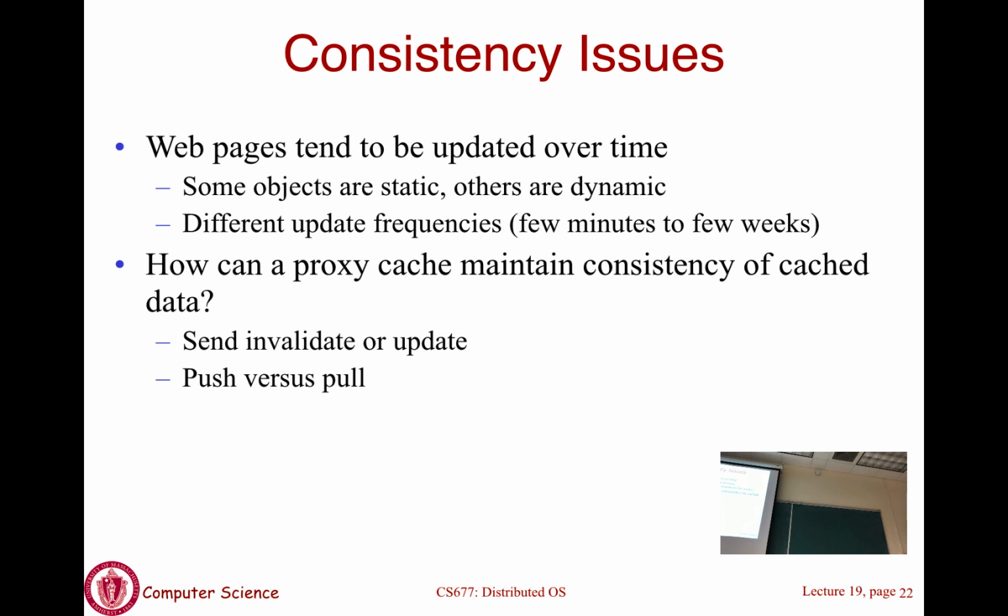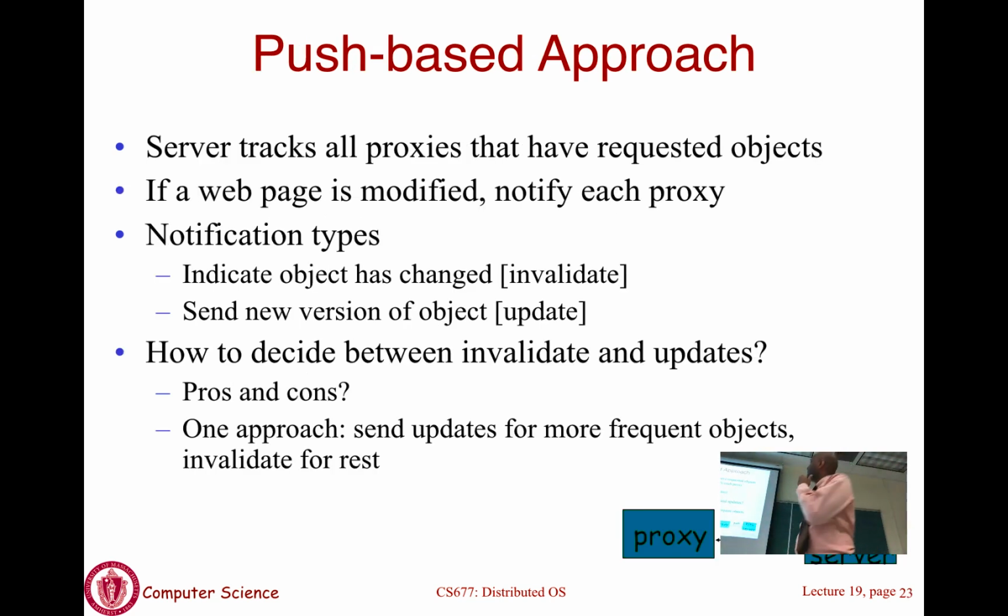We are going to look at consistency along two dimensions. We will look at invalidations or updates, which is what information you send to the cache to keep the content up to date, and push versus pull, which says whose responsibility it is to keep the content up to date. So, these are two independent dimensions, and based on how you combine them, you will get different variants. But we will start with push and pull, and then we will talk about invalidate and updates within the context of each. Let us start with a simple push based approach.